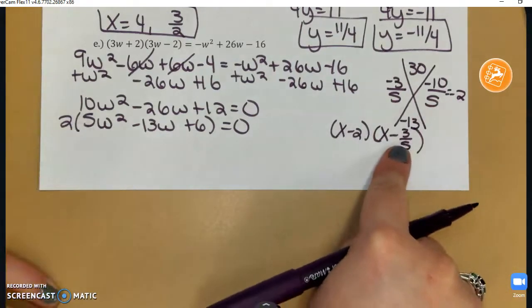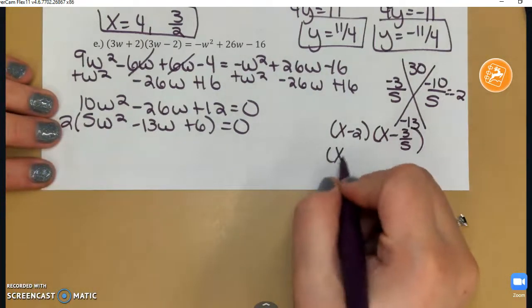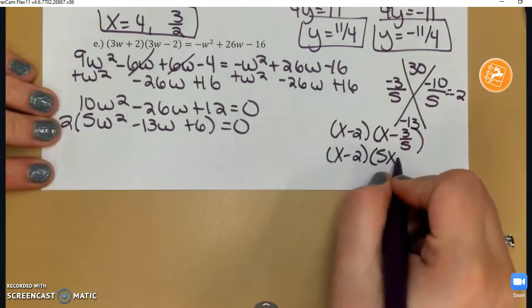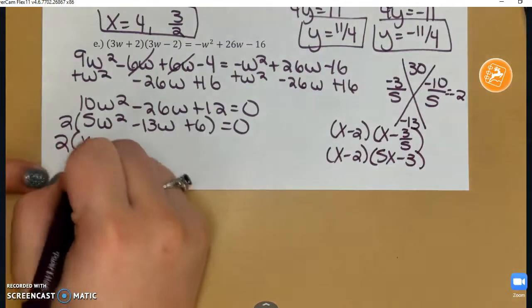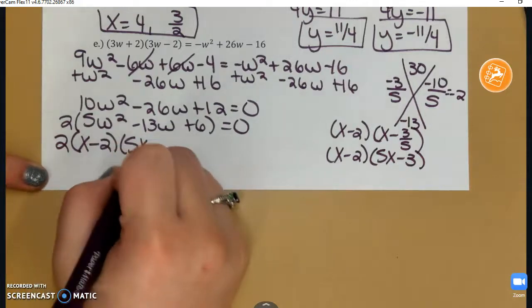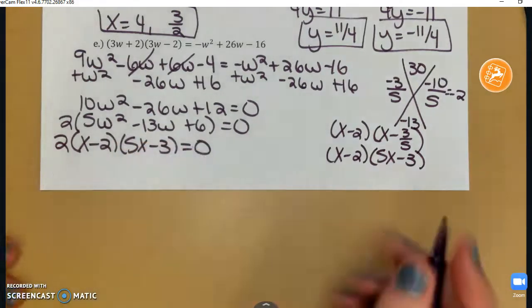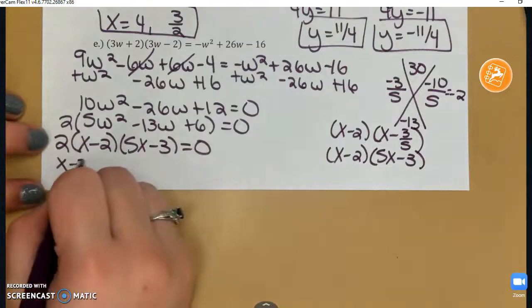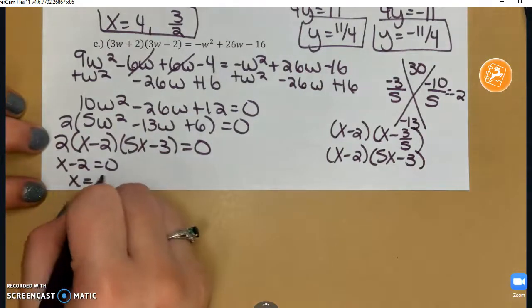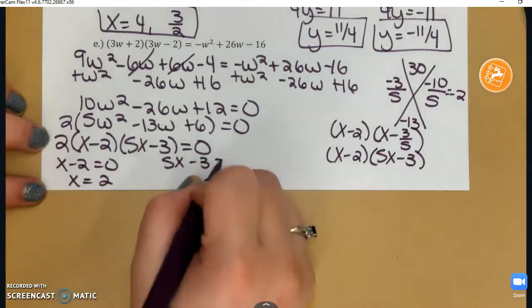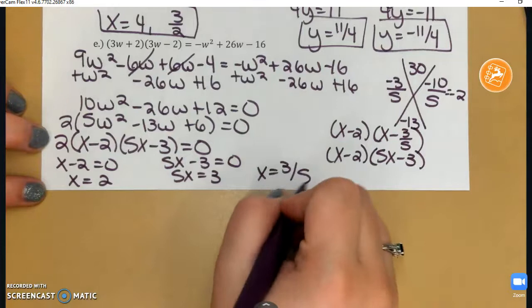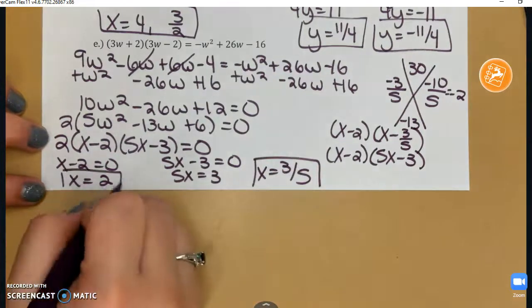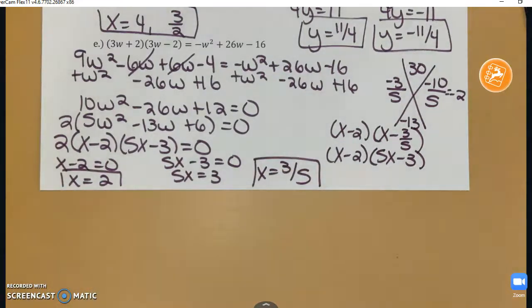Clear that fraction by multiplying by my denominator of 5. And that gives me 5x minus 3. So here is my factored trinomial. So putting it back over here, that 2 stays in front. And now to solve, I'm going to set each of these parentheses equal to 0. So I'm going to get that x is 2, and x is also 3 over 5. And that is it for our notes on solving by factoring.